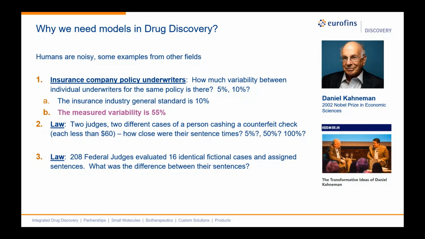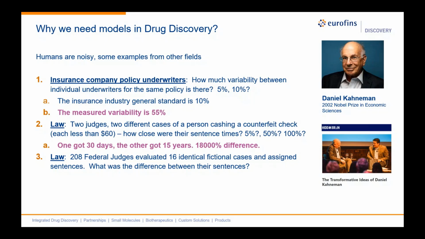The second rule-based system is the law. If you take two judges who evaluated two different cases of a person committing a relatively small offense, cashing a counterfeit check with a value less than $60, how close do you think their sentence times were? Were they within 50%? Were they within 100%? The answer is stunning. One got 30 days in sentence. The other got 15 years.